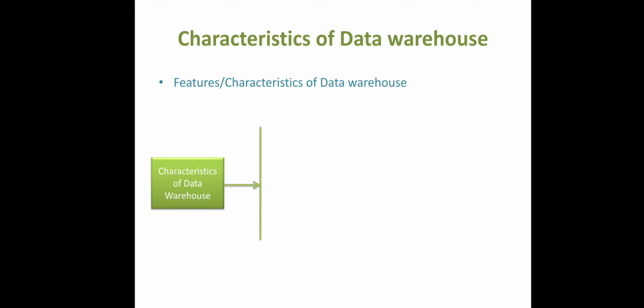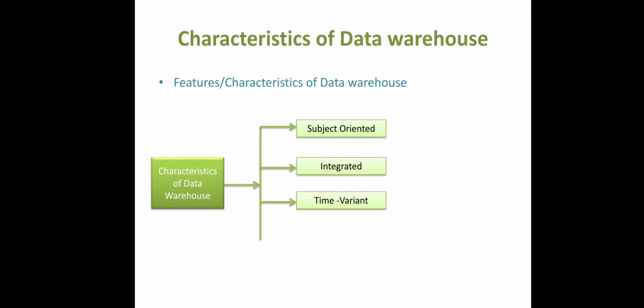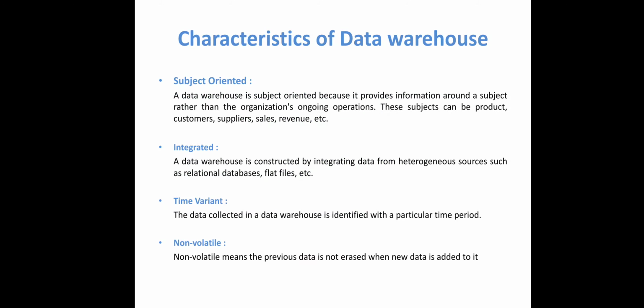The first thing is, we have already seen in the first slide that a data warehouse should be subject oriented, then it should be integrated, then it should be time variant, and it should be non-volatile. So what does it mean exactly? First of all we will see what subject oriented is exactly.